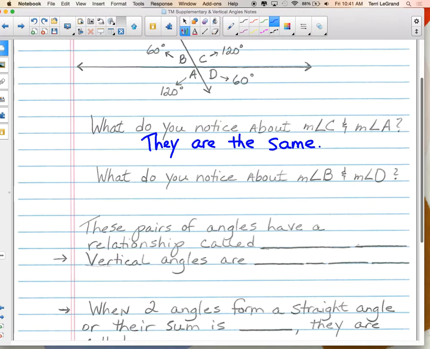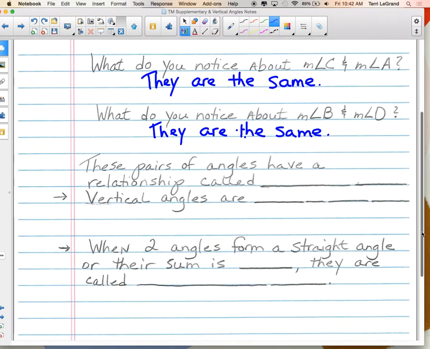What do you notice about the measure of angle B and the measure of angle D? They're the same. When we say they are the same, that's the same as saying they are equal, aren't they? Yeah, they're equal to each other. Well, now those pairs, C and A, B and D, they have a special relationship called something.